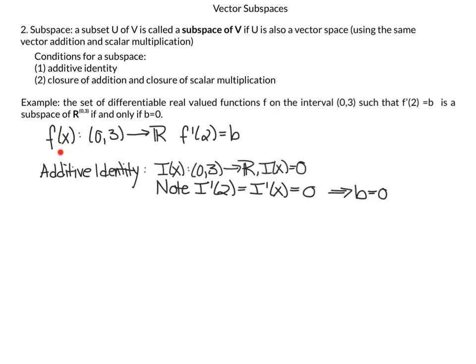The first thing I need to check for is the additive identity. For functions, the additive identity is the function that assigns 0 to every value of x. So I of x, our identity function, goes from (0, 3) to R, and I of x is equal to 0. You can verify that I of x plus any function f of x gives you back f of x. We want to note then that I prime at 2 is equal to I prime at x, which is equal to 0, right? The derivative of this is 0, so the derivative at 2 is equal to 0, which means that the additive identity is in this subset only if b is equal to 0.